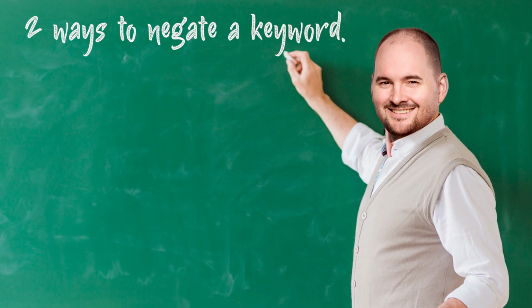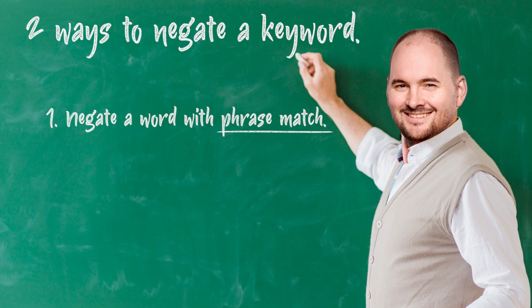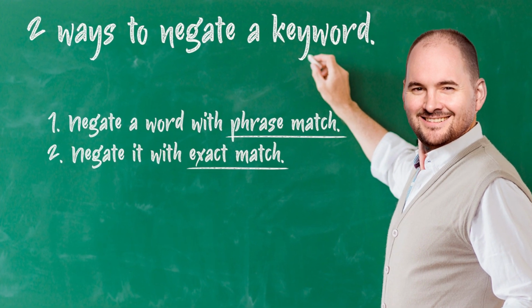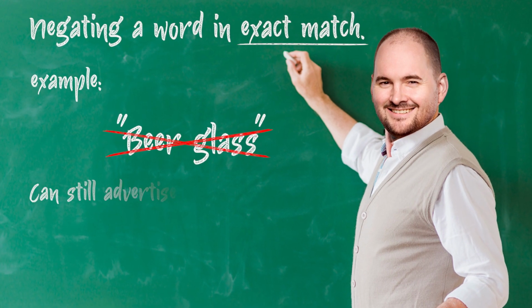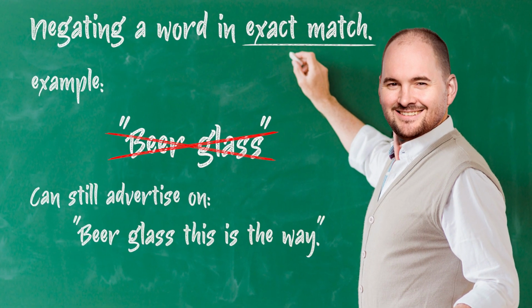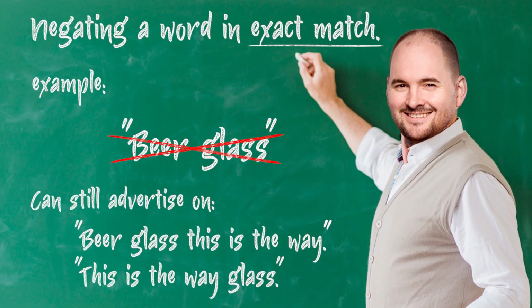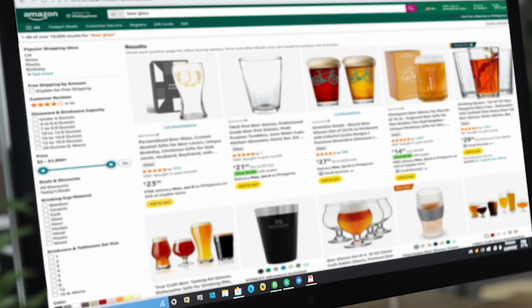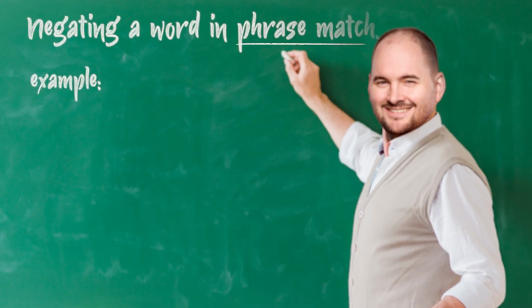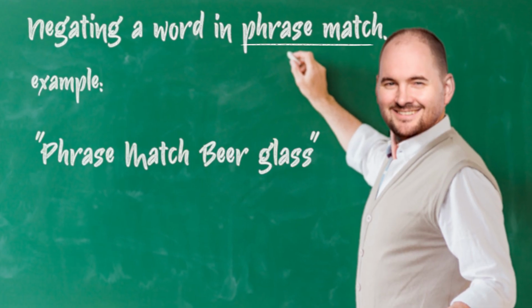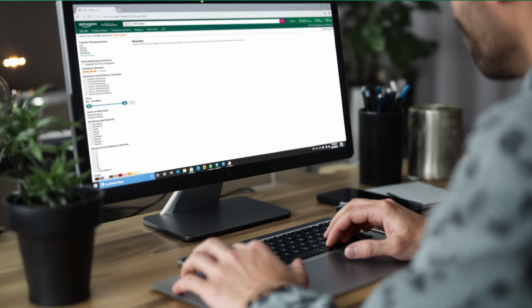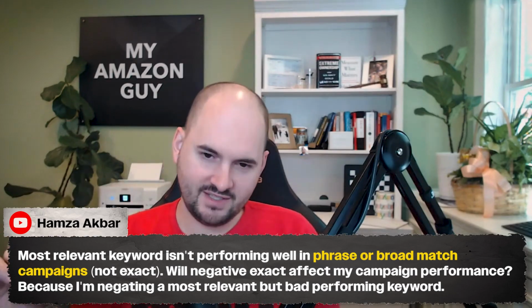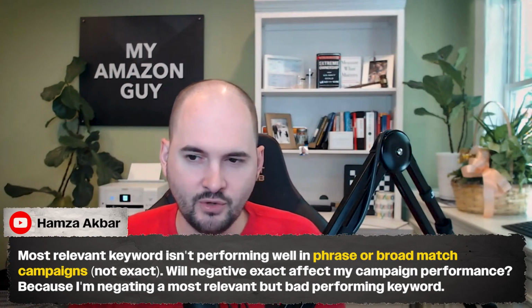Negating a word will not affect the performance of a campaign depending on how you do it, right? There's two ways to negate a word. Negate a word with phrase match, or you can negate it with exact match. If you negate the word with exact match and you negate the word beer glass, I can still advertise on beer glass, this is the way, or this is the way glass. But if somebody types in beer glass, it won't show up. Negating it by phrase, however, if I negate the word phrase match beer glass, any combination of beer glass will never show up. So you might want to do an exact match negation and see what happens.